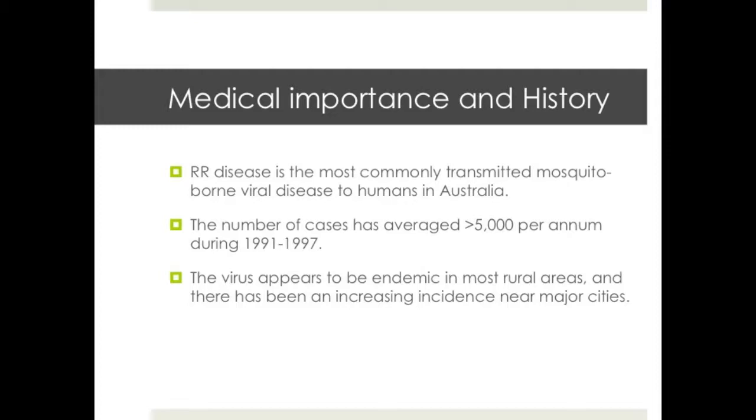The virus appears to be endemic in most rural areas, and there has been an increasing incidence near major cities. For most of Australia, peak incidence of the disease is through the summer and autumn months, particularly from January to March, when mosquito vectors are most abundant.